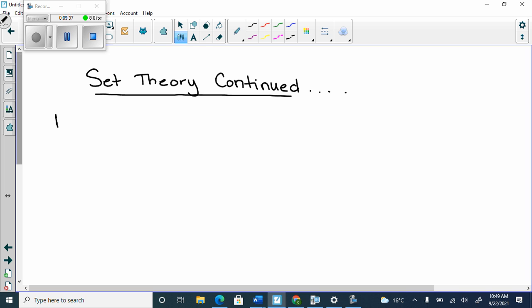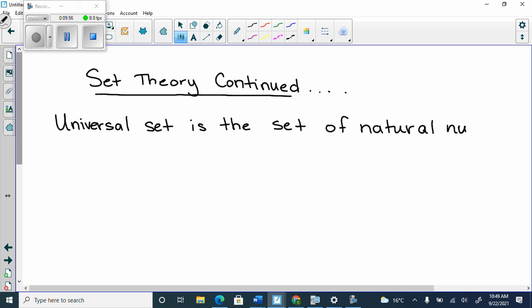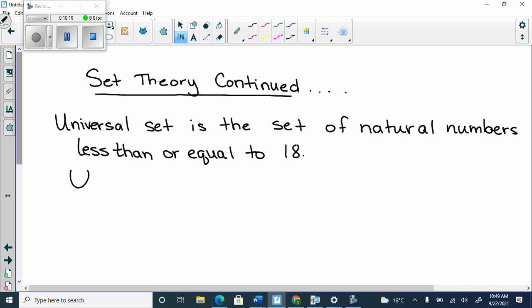So say I give you the universal set. It's the set of whole numbers. Actually, I'm going to say set of natural numbers. Sorry. Less than or equal to 18. What I want you to do first is list the universal set.